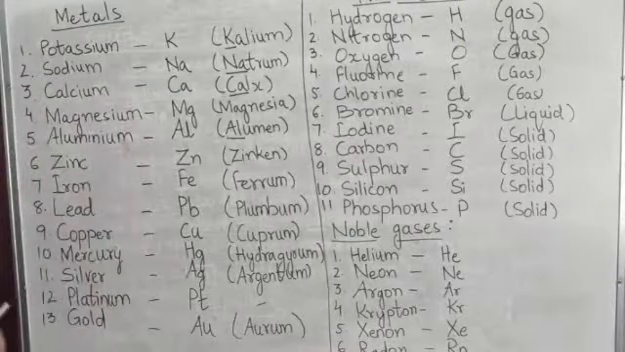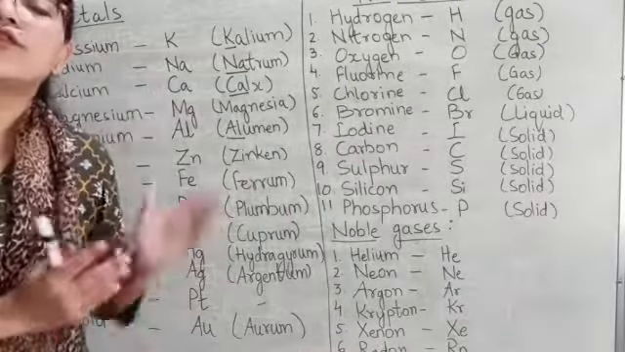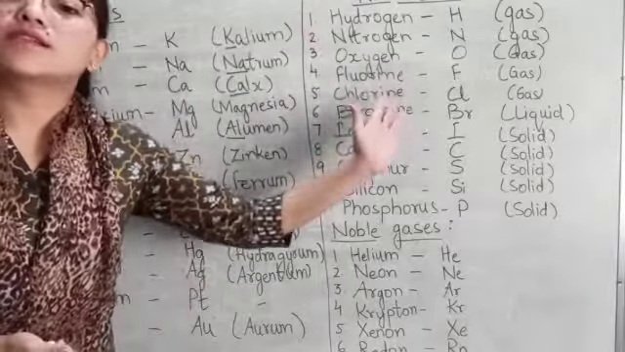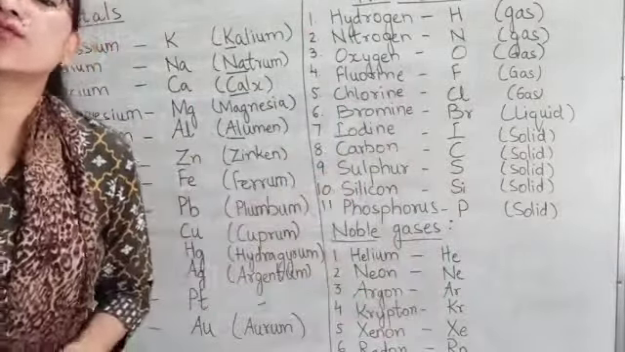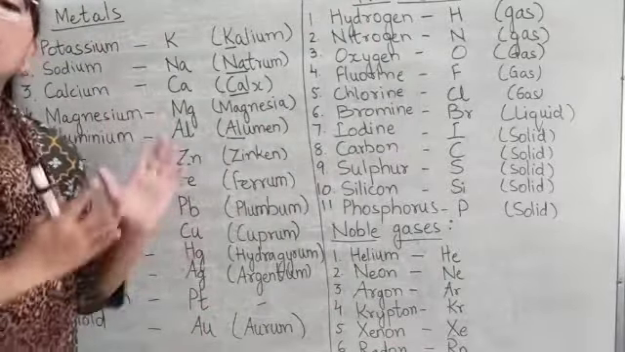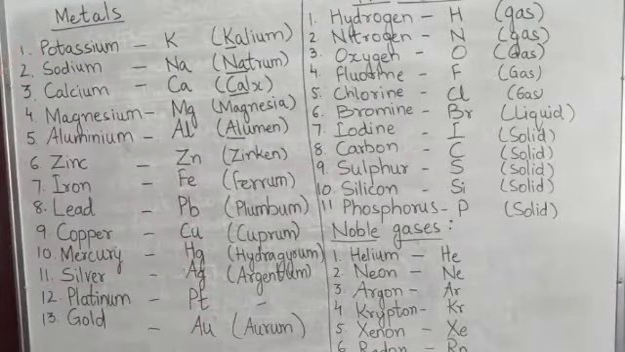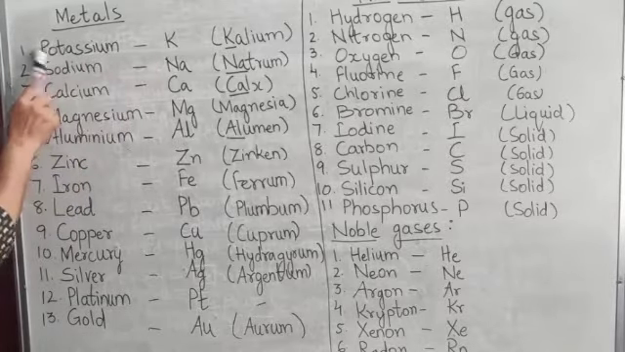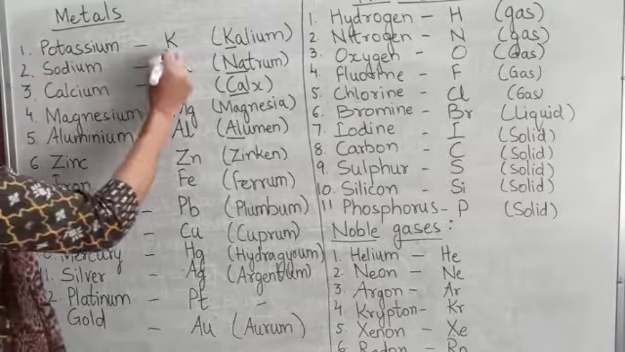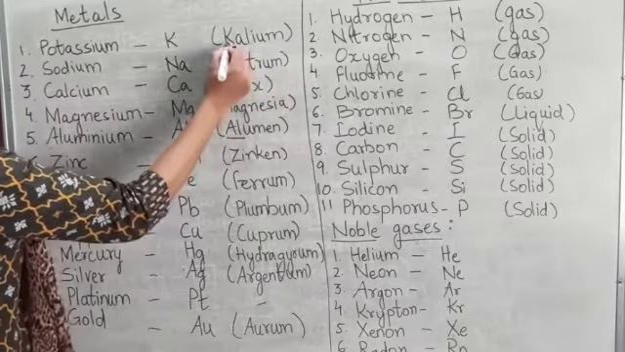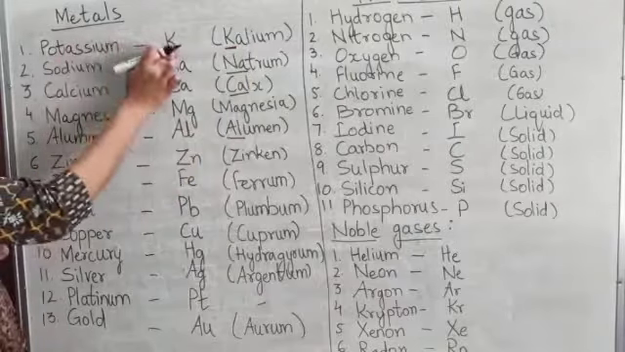Now students, let us see the symbols of the following elements. Here we have metals, non-metals and noble gases. Let's start with the metals. The first one is potassium. The symbol of potassium is K. It's not P, because K is derived from its Latin name kalium. So the first letter is K.